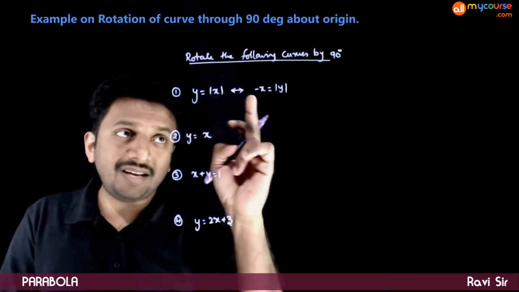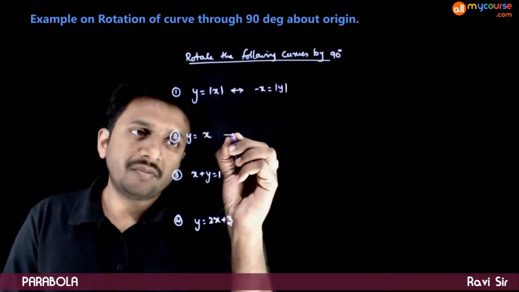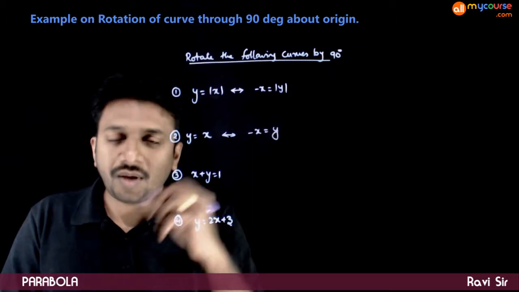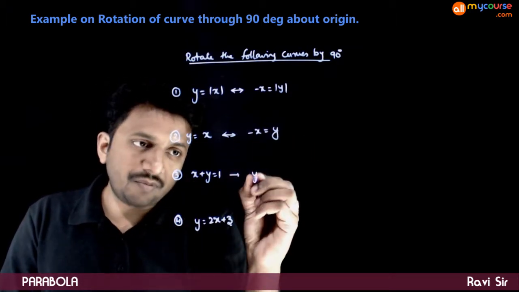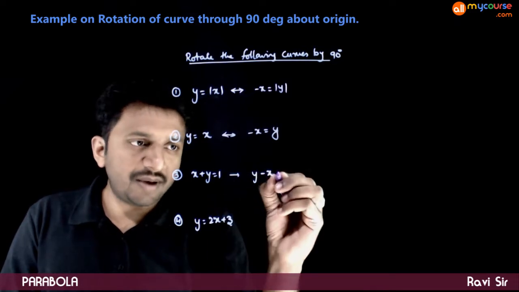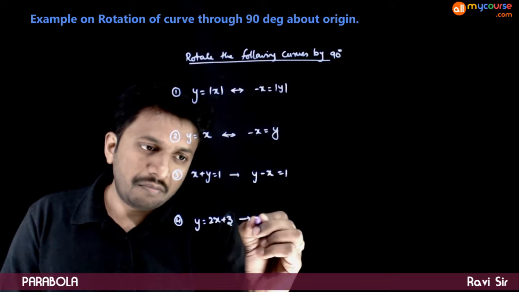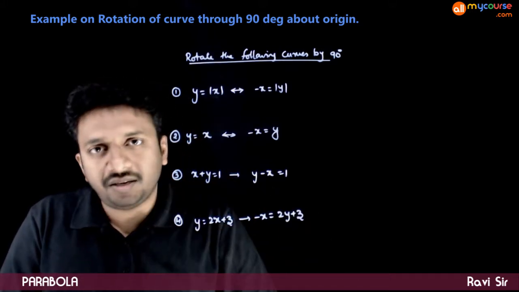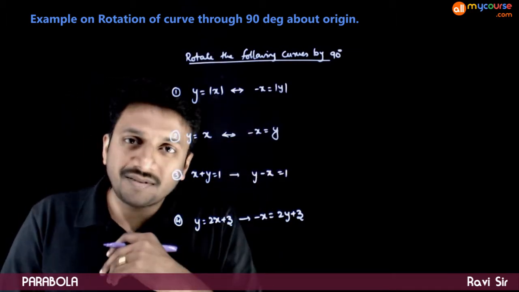Minus x, y is replaced by minus x, x is replaced by y. Minus x is equal to y. Then x is replaced by y, y is replaced by minus x, is equal to 1. Minus x is equal to 2y plus 3. So these are the rotated curves.